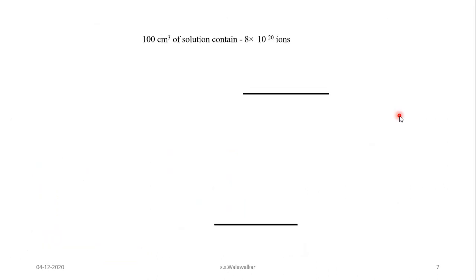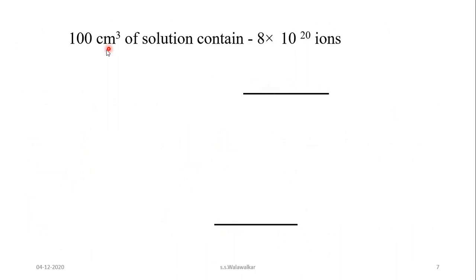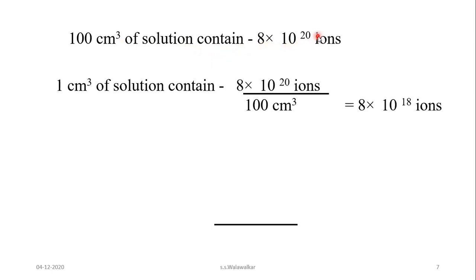So see here another example. Suppose 100 centimeter cube of solution is there, and it contains 8 into 10 raised to 20 ions. Then 1 centimeter cube of solution contains how many ions? 8 into 10 raised to 20 ions divided by the volume of the solution, 100 centimeter cube, that is equal to 8 into 10 raised to 18 ions present in 1 centimeter cube of solution. That is, unit volume of this solution contains 8 into 10 raised to 18 ions.